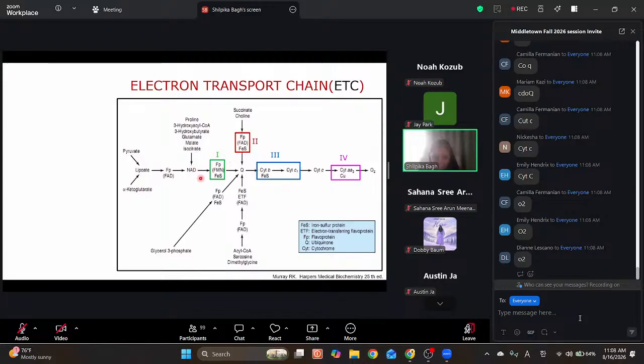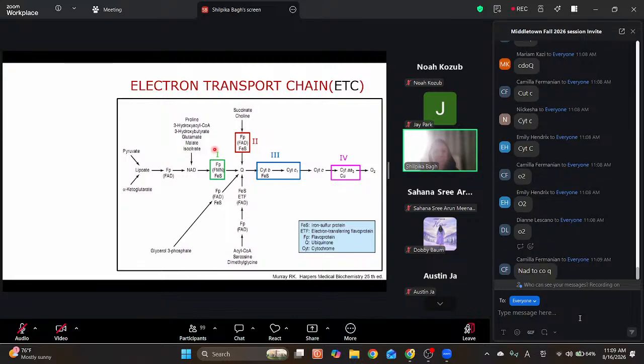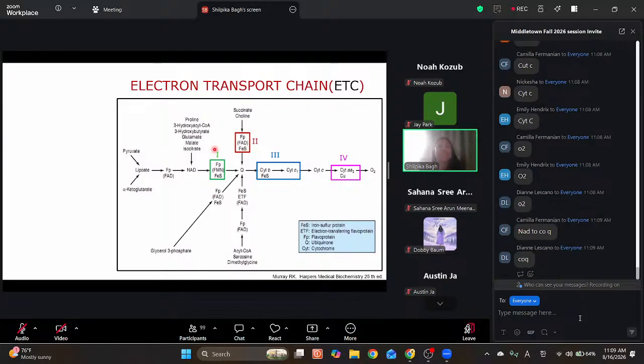So what is the function of complex 1? To transfer H+ and electrons from where to where? They are also specific. The function of complex 1 is to transfer electrons from, say, NADH plus H+ to CoQ. Remember, that's the right thing to say, and not NAD to CoQ. NADH plus H+ to CoQ, right? Does that make sense? Are you understanding what I'm saying? Yes, that's the function of complex 1.